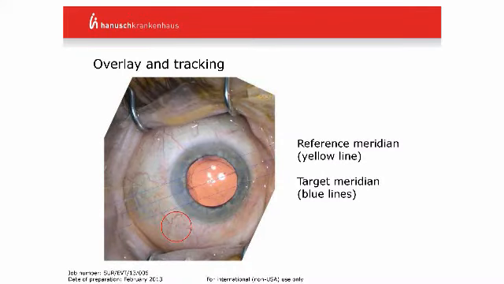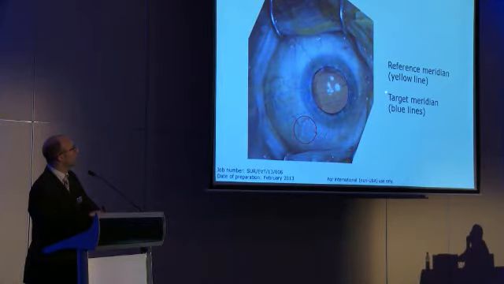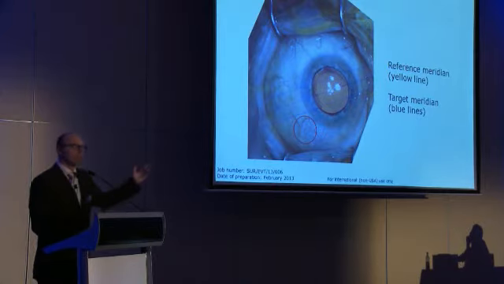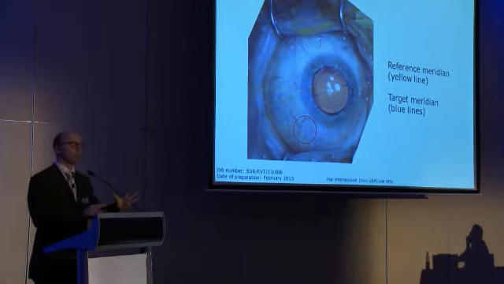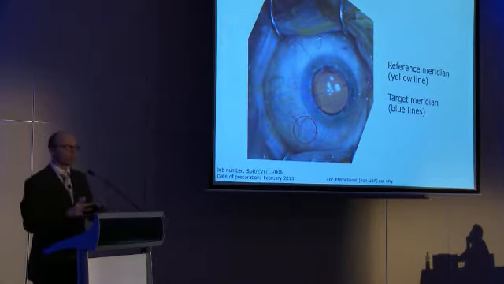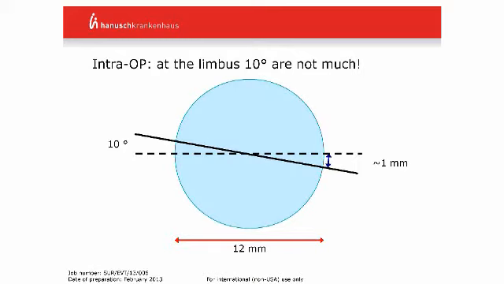Next slide. And then this is the kind of image you see as a surgeon. You see the horizontal line, and you see the superimposition of, in this case, the meridian we're aiming for, which you have to enter into the system. Then you can align, and there's a tracking system. That means if you're moving the eye during surgery, it will auto-track all the time, and you can align very precisely. Next slide.